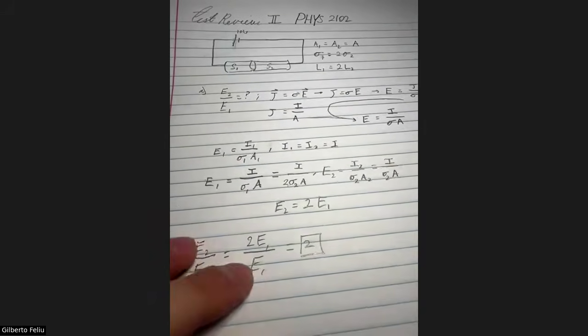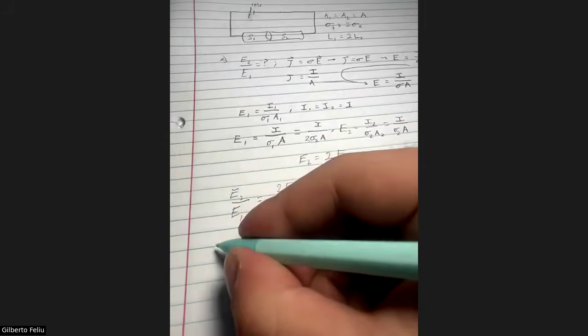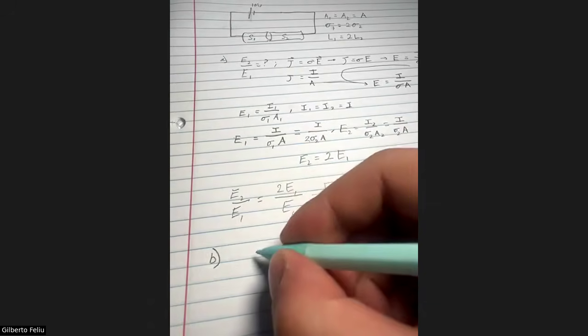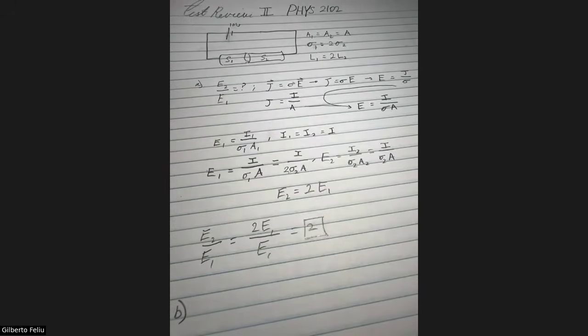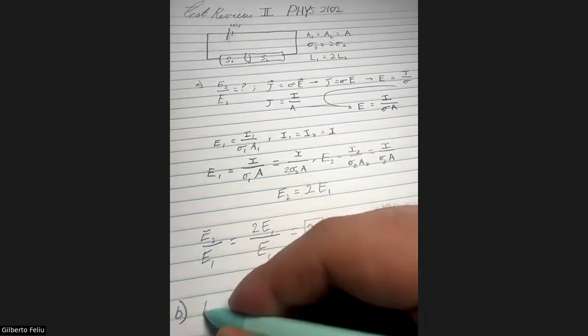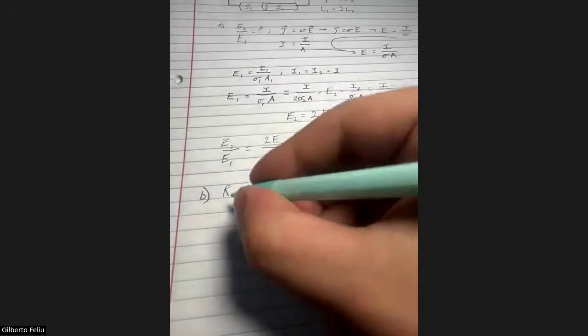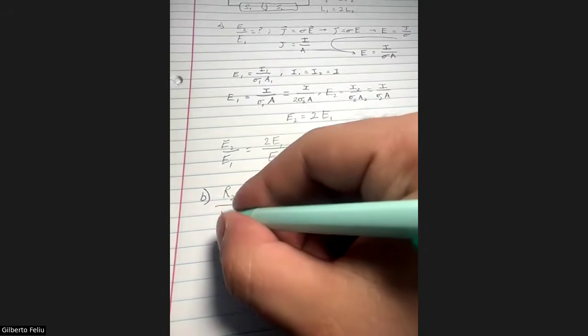I'm going to go into the second part of the problem. So let's say B is asking us, what is the ratio of the resistance of segment 2 to that of segment 1? Essentially, it's asking us, let me move this up a little bit, what is R2 divided by R1?